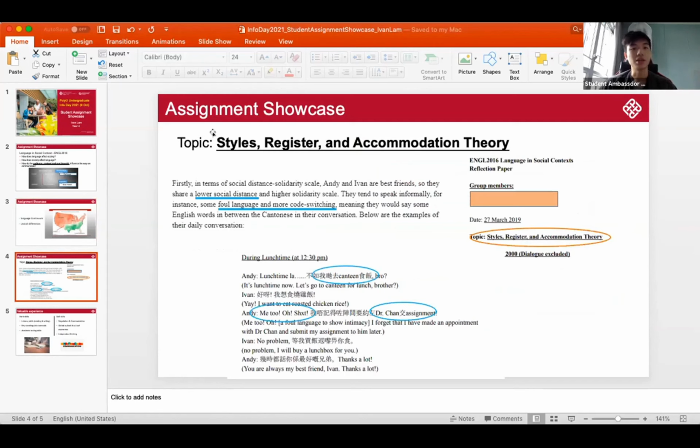The assignment that I want to showcase to you is a styles, register and accommodation theory essay that I wrote with another groupmate. In this essay, I talk mostly about accommodation theory and styles. For styles, like we just mentioned, one example is formality. For example, there is an example in my assignment of a conversation with my friend. During lunchtime, Andy asked me, it's lunchtime now, let's go to the canteen for lunch, brother. And then, yay, I want to eat roasted chicken rice. And then, me too. Oh, and then I forgot that we had made an appointment with Dr. Shan about my assignments.